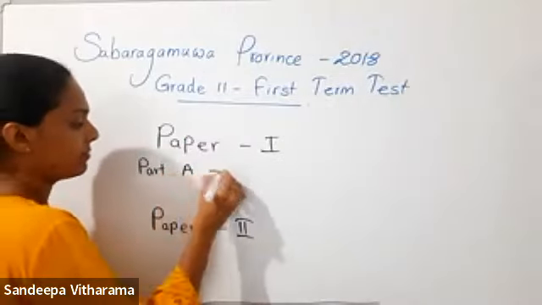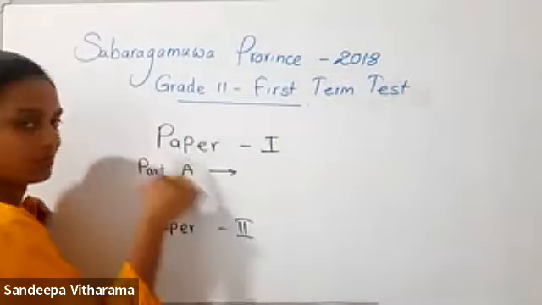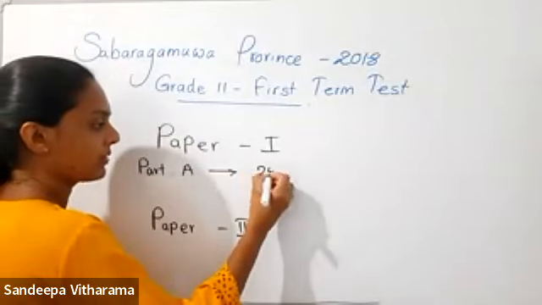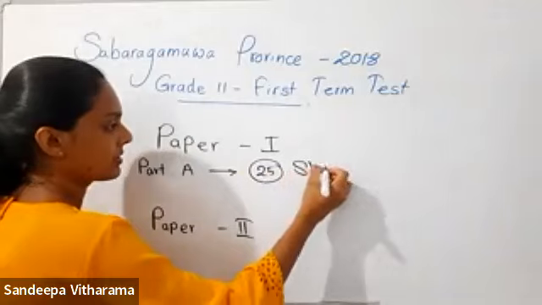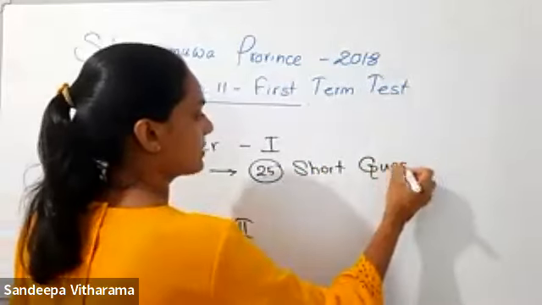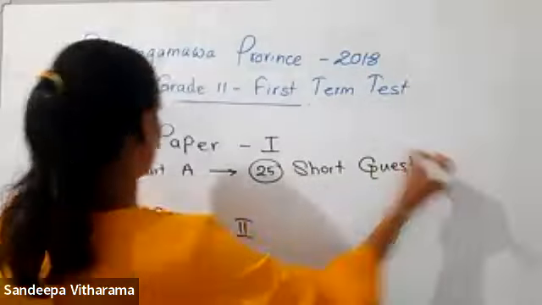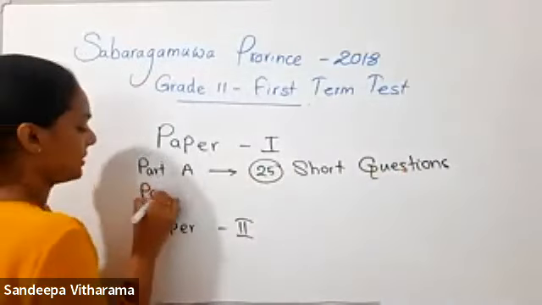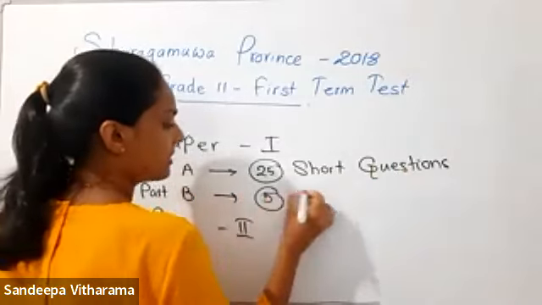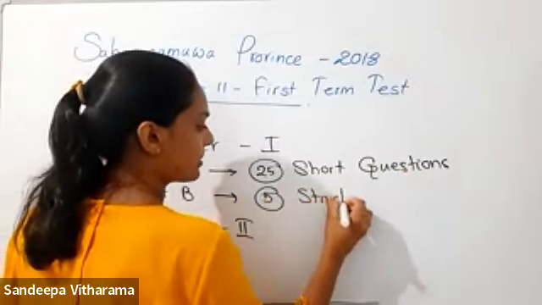Part A, the first part again. Part A here, it consists of 25 short questions. And here part B, it is 5 structured essay questions.